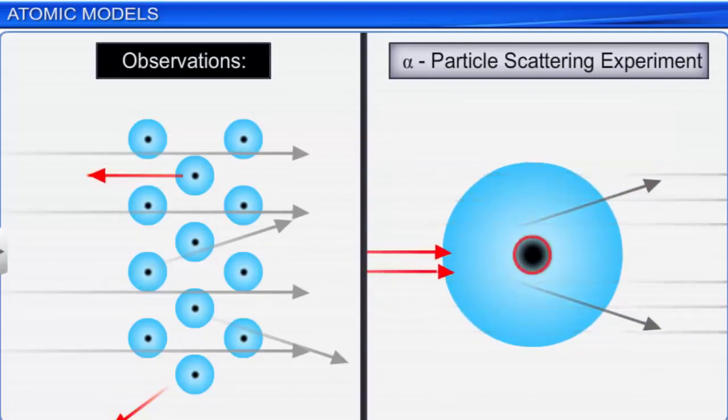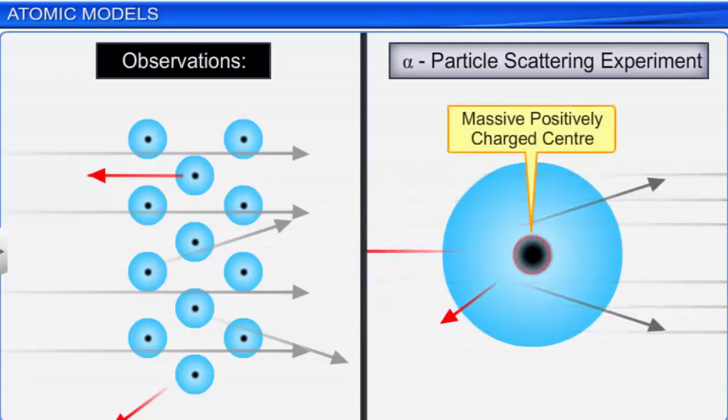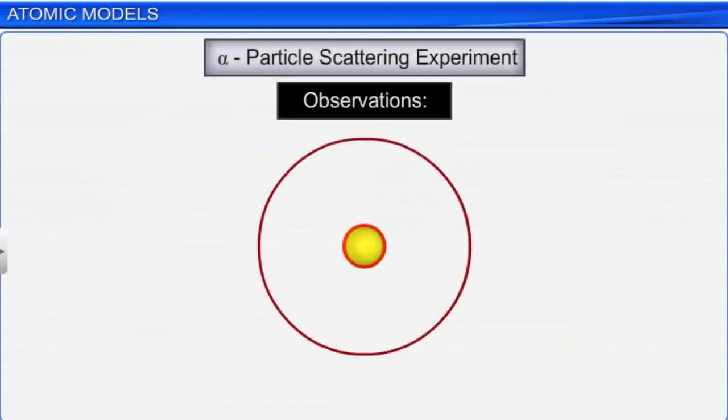As the alpha particles approach much nearer to the massive positively charged center, they get deflected by larger angles, and as they directly hit the massive positively charged center, they get deflected nearly by 180 degrees. It is due to the enormous repulsive forces from the massive positively charged center. Rutherford named the positively charged center present in an atom as the nucleus.